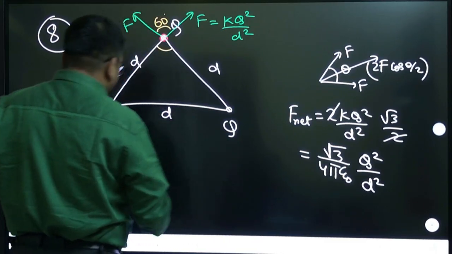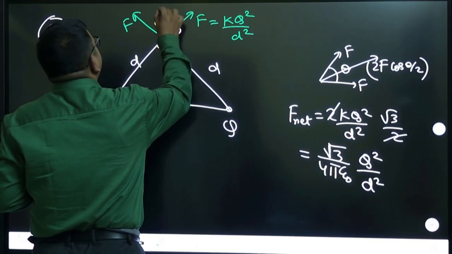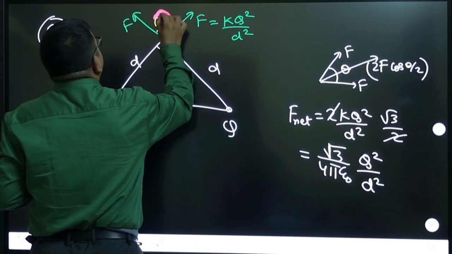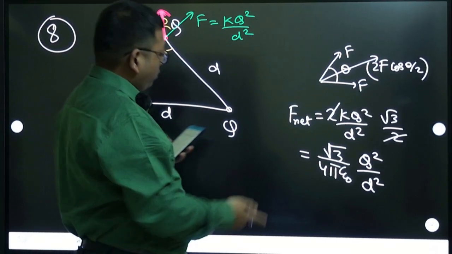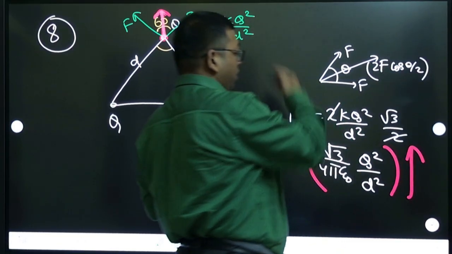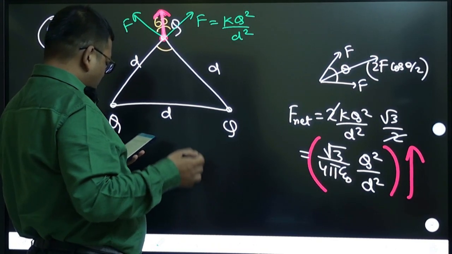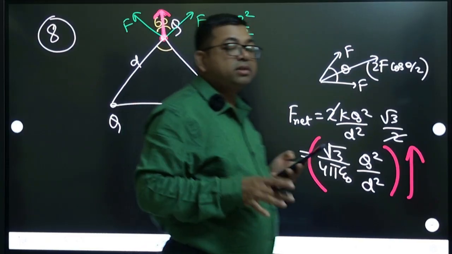Which direction is it going? It will be going exactly in this symmetrical manner, upward like this. So this is the magnitude of the force, and it will be acting in this direction, upward. Which is the correct answer? Option A. The first option itself is correct.